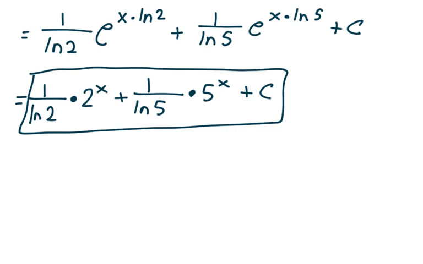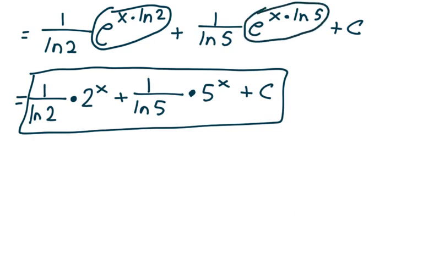But remember, e to the x times natural log of 2 is 2 to the x. e to the x times natural log of 5 is 5 to the x. So we can write this as 1 over natural log of 2 times 2 to the x plus 1 over natural log of 5 times 5 to the x plus c.